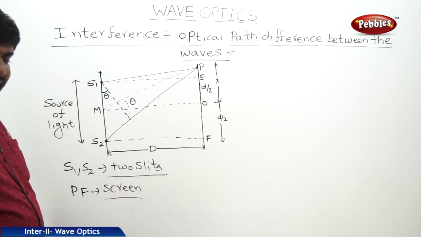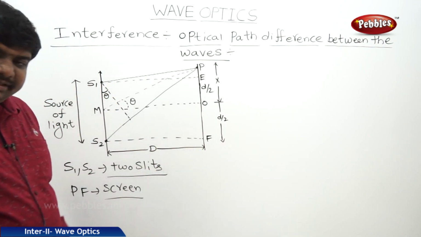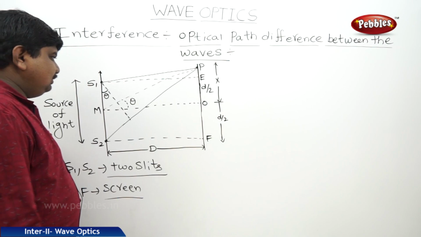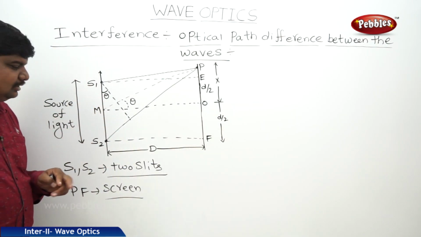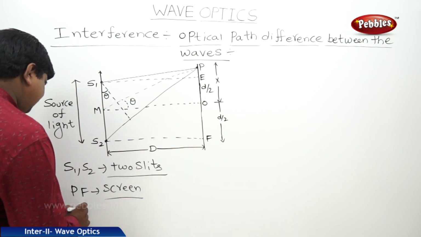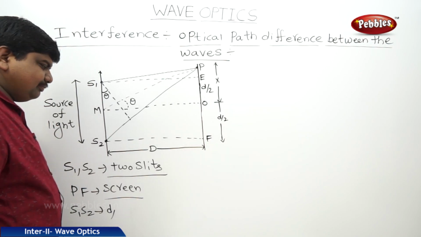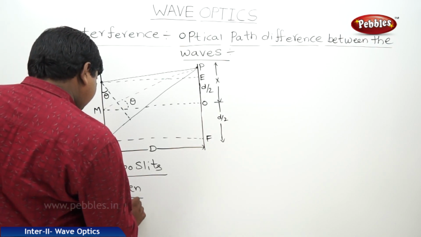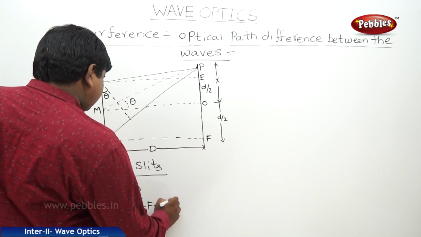The distance between the slits to the screen is capital D. The distance between the two slits is small d, so S1 to S2 is small d. S1, S2 to F is capital D.